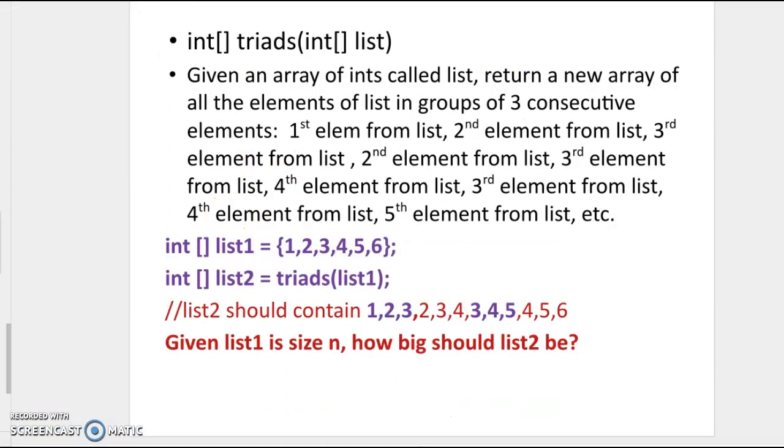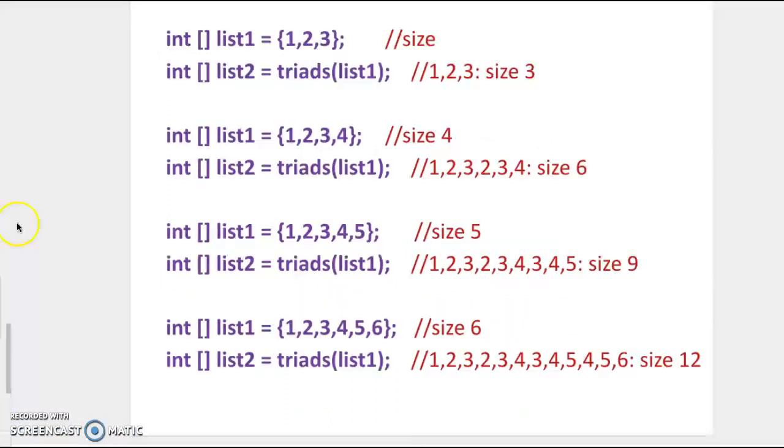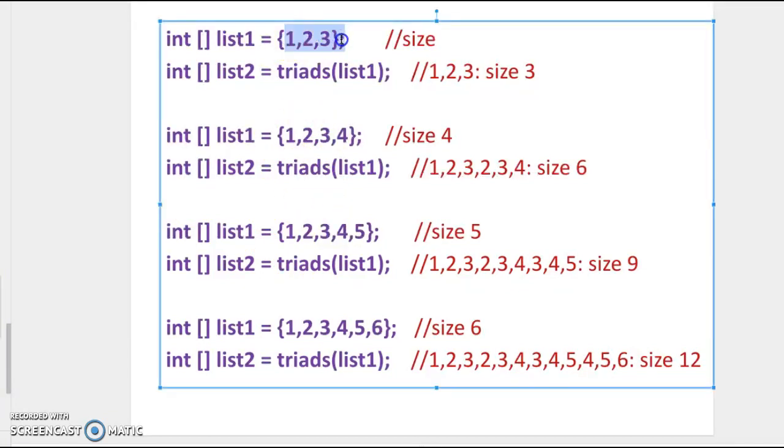So again, the size of the new array you're going to make. It might be helpful to write yourself some examples. So if I was passed an array of 3 elements, I would return an array of size 3. If we were passed an array of size 4, we would first take the 1, 2, 3, and then we'd take the 2, 3, 4, so the size would be 6.